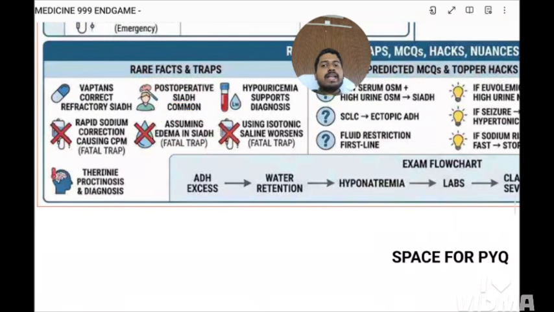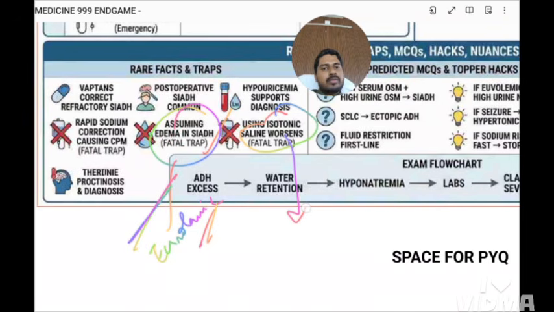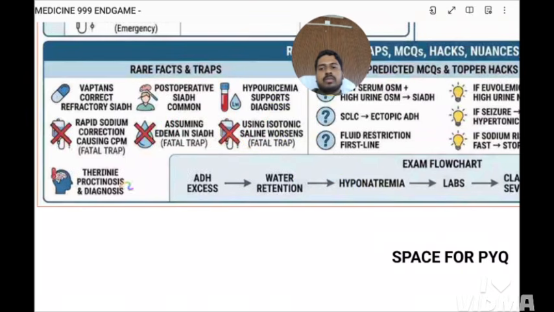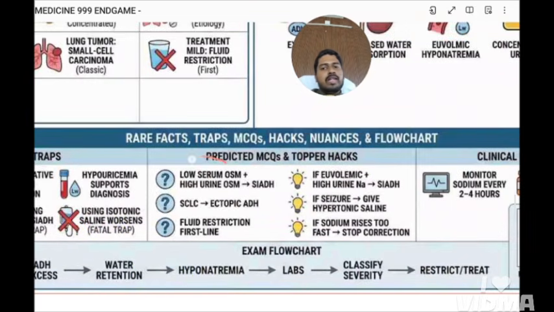Next, regarding edema in SIADH, there won't be edema because there will be a euvolemic state. Only in hypervolemic states will we get edema. Next, using isotonic saline is of no use because we want to give hypertonic saline, because already there is dilution, right? And you don't want to create further dilution. So forget this. Low serum osmolality plus high urine osmolality is SIADH. Small cell carcinoma of the lung causes ectopic ADH secretion.